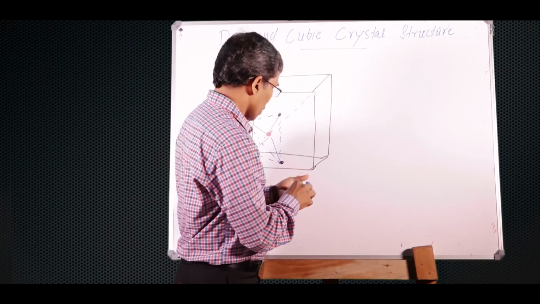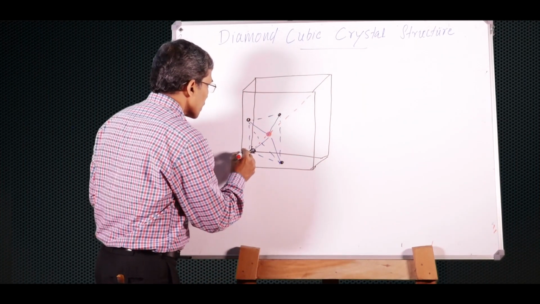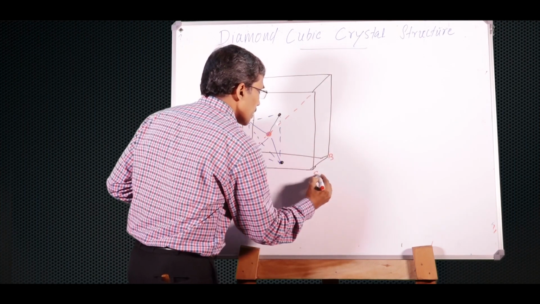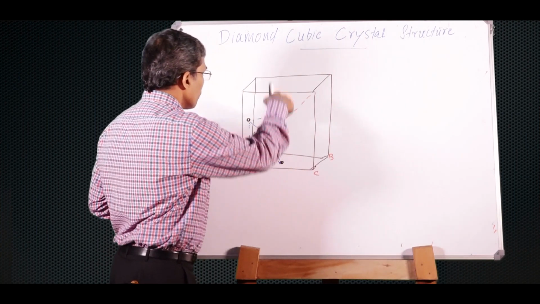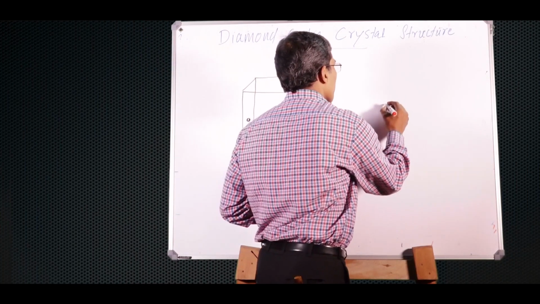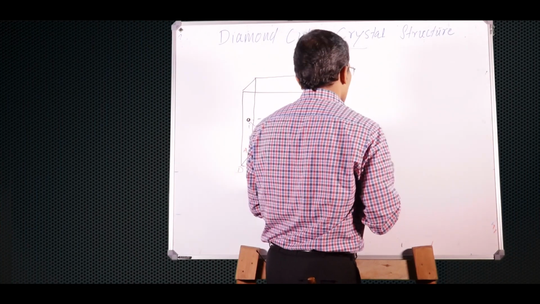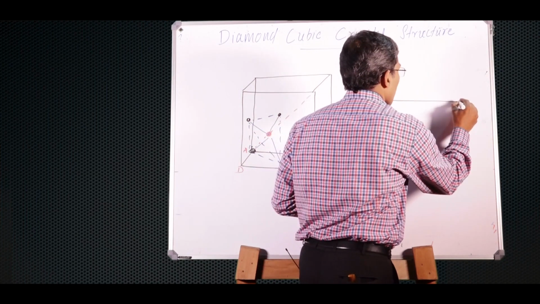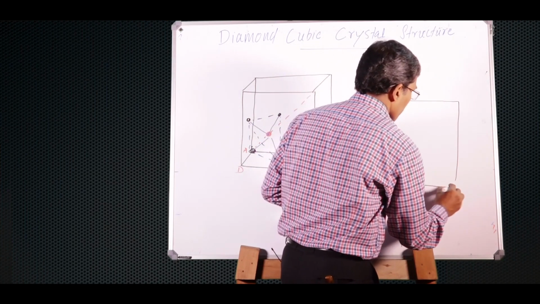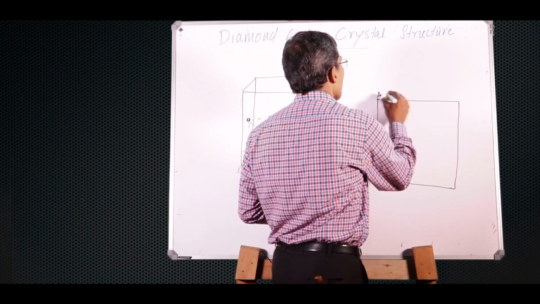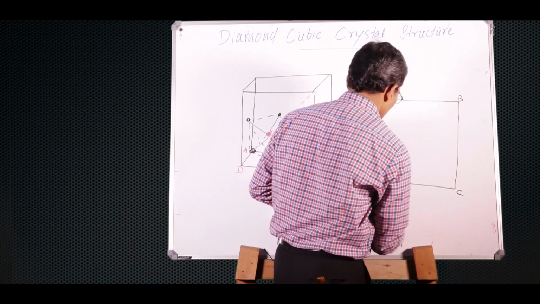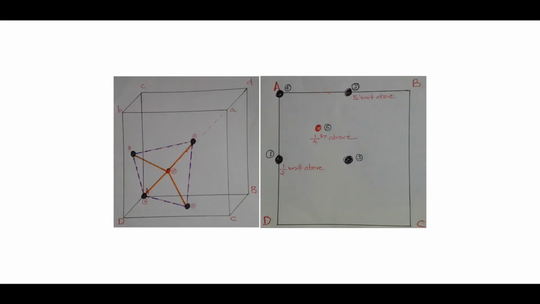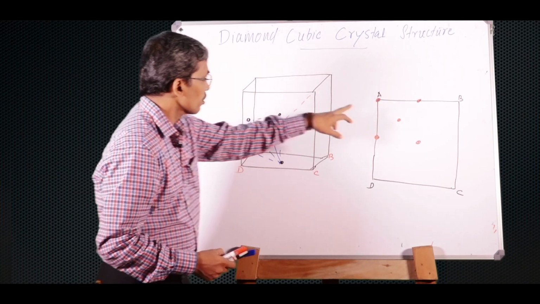If we project this on a two-dimensional plane, this is our plane. There is A, B, C, D. So this bottom plane, we will project it. That is, we will be having A, B, C, D. So this particular tetrahedron within this cube, if we project it on this base plane A, B, C, D, it will be like this.